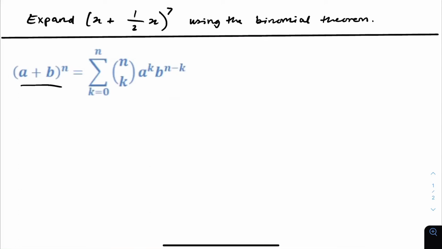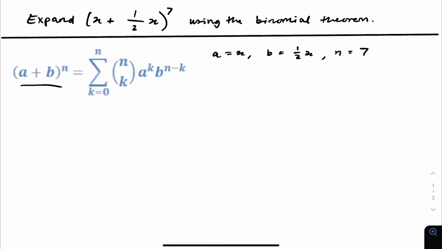So we're asked to expand (x + half x) to the power of 7 using the binomial theorem. I've just underlined the general expression (a + b) to the power of n, which is equal to the sum from k equals 0 to n of n choose k times a to the power of k times b to the power of n minus k. In this context, let a equal x, b equal half x, and n equal 7. From there, we can just substitute our values into this formula.